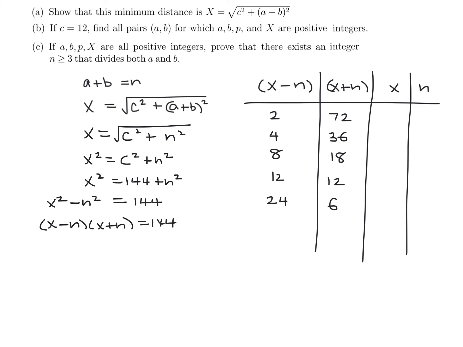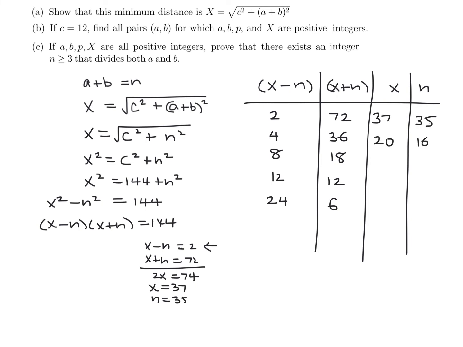And you can solve for x and n. For example, I'll just do the first one. If x minus n is 2 and x plus n is, say, 72, you add both equations. That will give you 2x is 74 and x is therefore 37. Sub it back into here and you'll get n is equal to 35. So in a very similar way, you can figure out all the other ones. And they are 20, 16, 13, 5, 12, 0, 15, and 9.